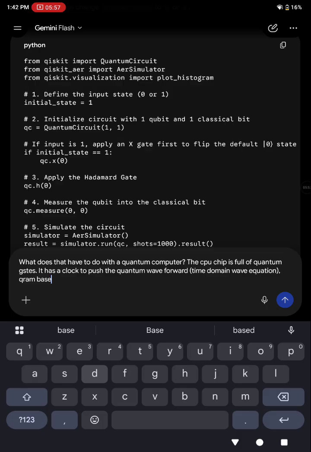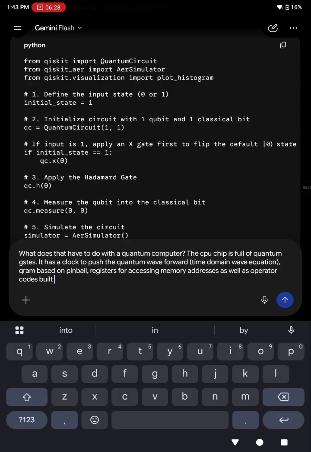QRAM, I'll just use my analogy here, QRAM based on pinball. There's going to be registers for accessing memory addresses, as well as operator codes built into the chip.